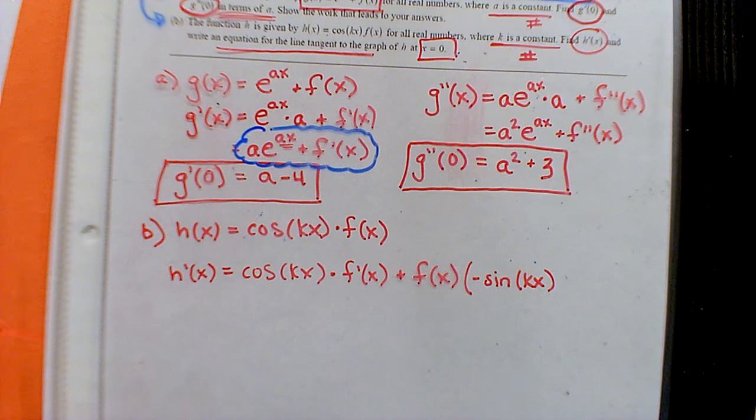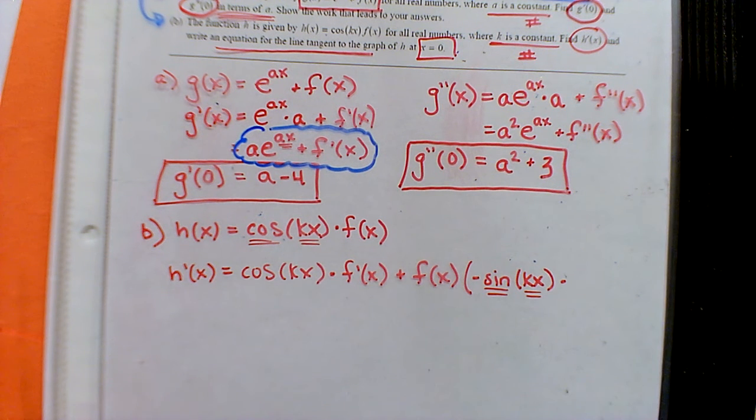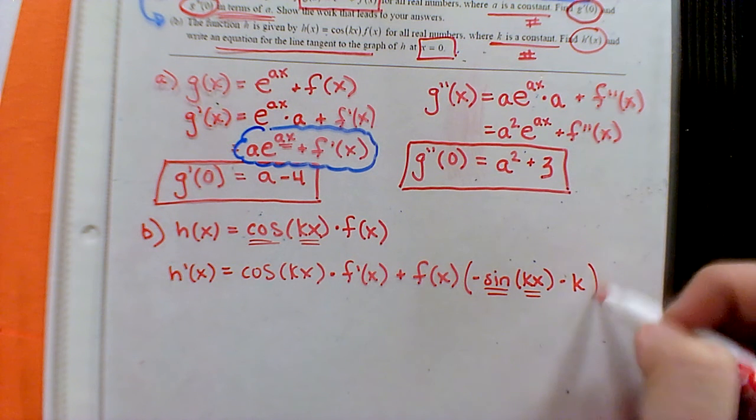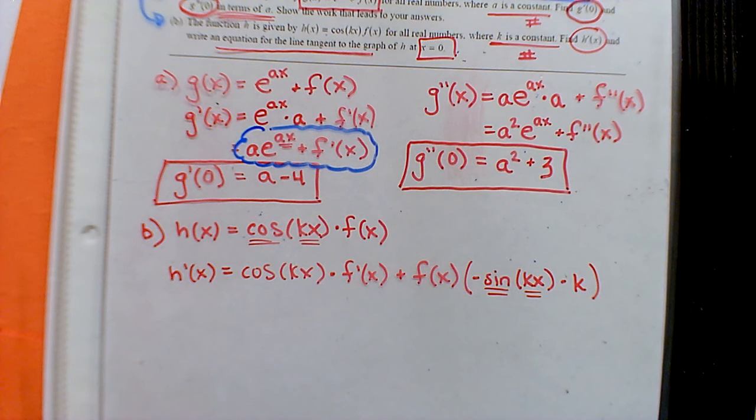Do we kind of see how this is a hidden chain? You have an inside and an outside piece. So we have the derivative of the outside, keep the inside layer, and then we have to finish off by multiplying by the derivative of the inside. If k is a number, what's the derivative of kx? Just k, right? A little tricky. It was a hidden chain.